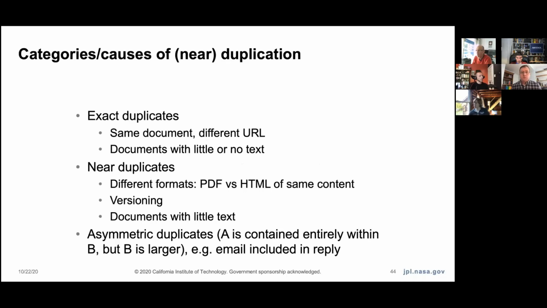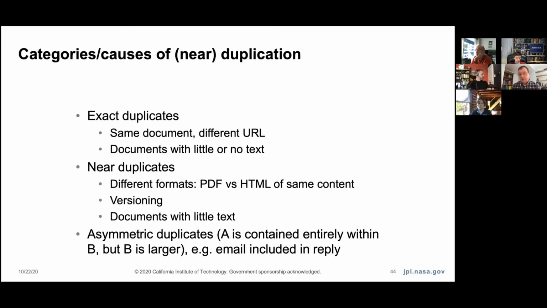So some of the things I also noticed in just looking through the documents, some of the causes for duplication: we had exact duplicates. Sometimes we had the same document but on different URLs. Sometimes we had images or pretty much wrapper text around images where there was very little text around those. For near duplicates, sometimes we had PDFs and HTMLs of roughly the same content. There were versioning issues, so we had different versions of the same documents. Again, near duplicates, documents with very little text.